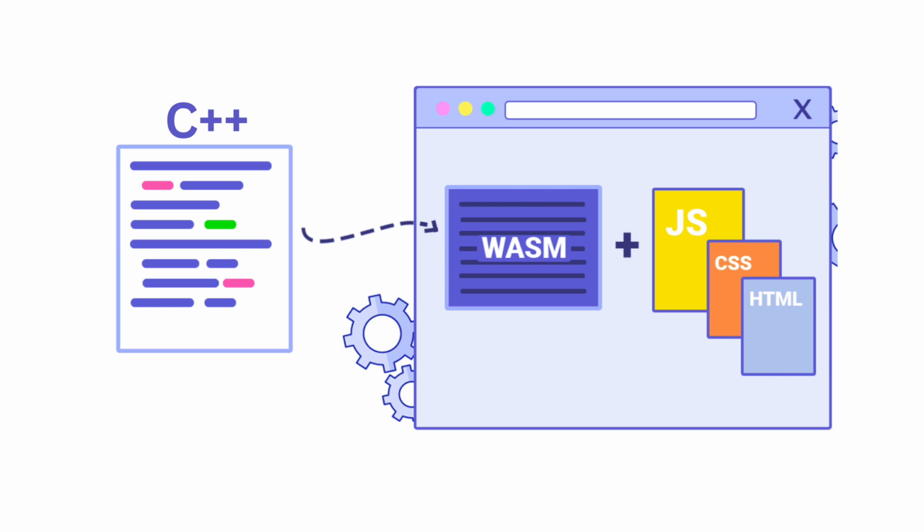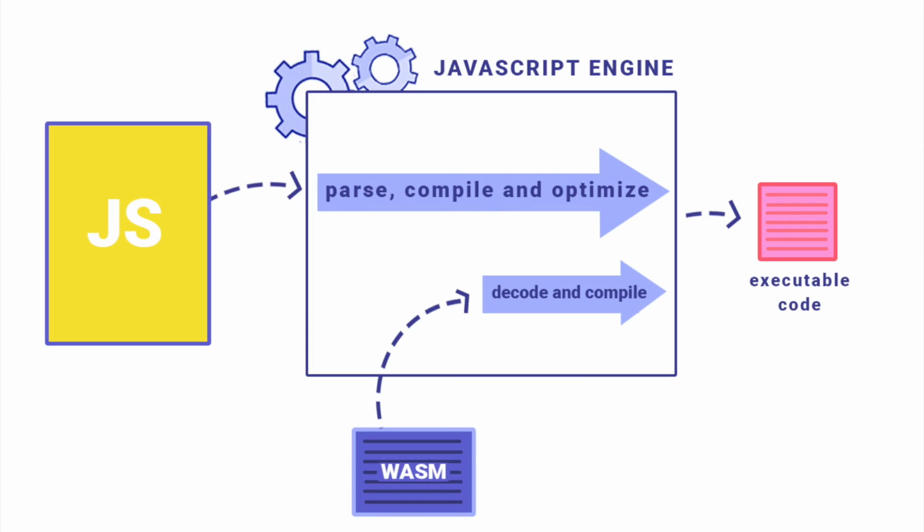Today I'll be diving into WebAssembly in front-end development, especially in React. First things first, what exactly is WebAssembly? So it is a low-level assembly-like language with a compact binary format that runs with near-native performance on the web. In simpler terms, it allows us to run code written in languages like C, C++, or Rust directly in the browser.